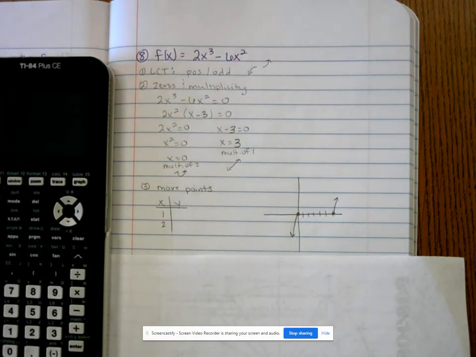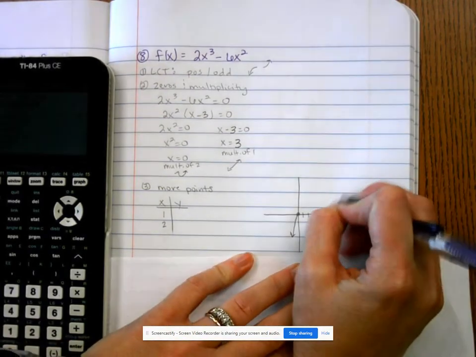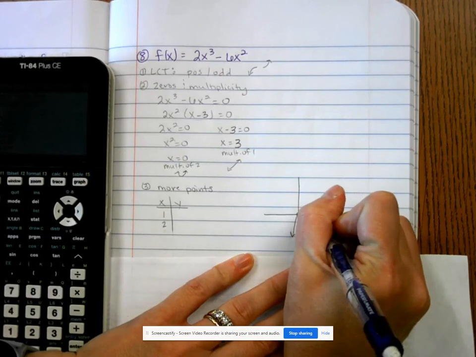So on our table, we're going to choose 1 and 2 because those are the numbers that fall between 0 and 3. And I'm wanting to know what's happening in here. This was at 3, not 6. Sorry.